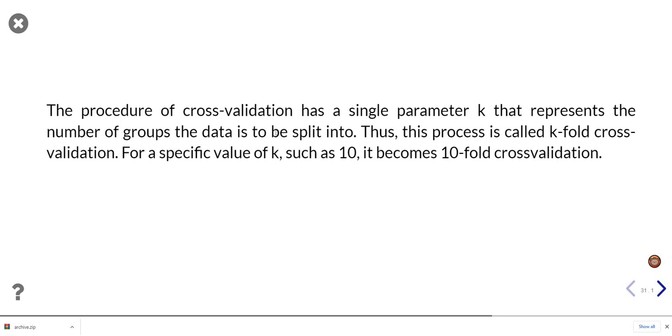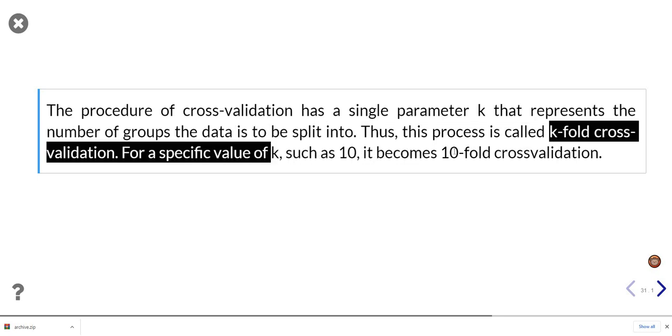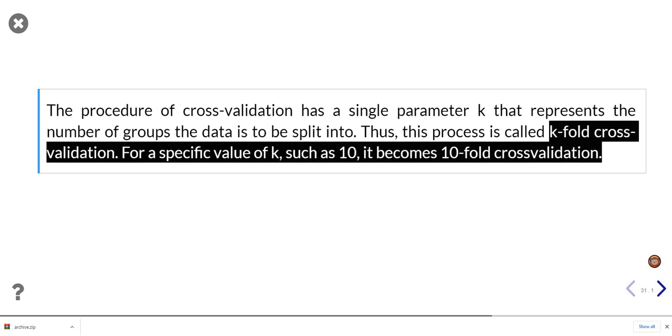So cross validation has a single parameter, K, that represents the number of groups that the data is to be split into. That's why it is called K-fold cross validation. So if you use a K value of 10, then it becomes a 10-fold cross validation.